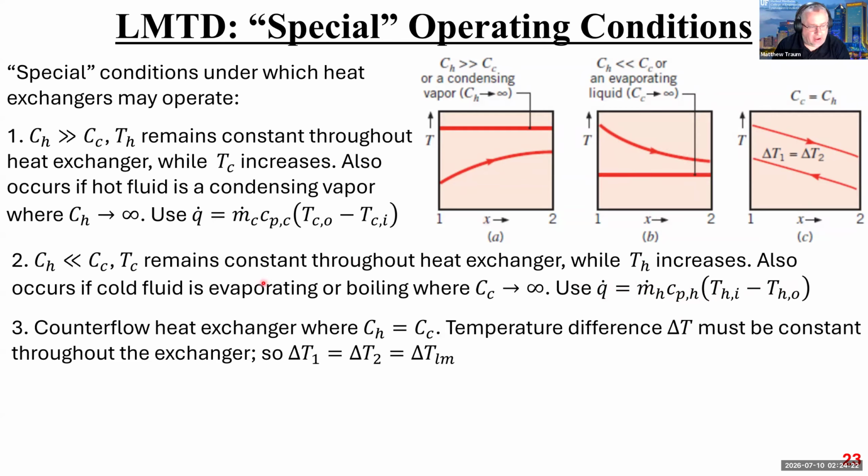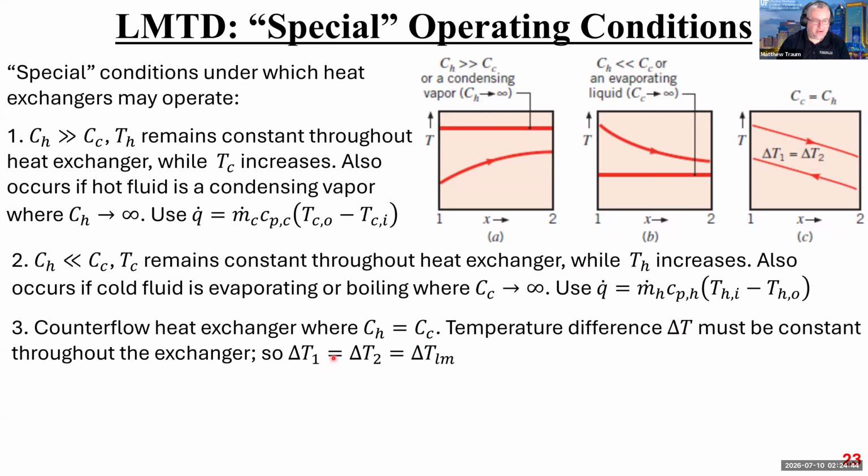Okay, the third situation is if you have a counterflow heat exchanger where the two C values, thermal masses, are matched. So CH is equal to CC. In that case, the temperature difference is constant all the way through. So delta T1 is equal to delta T2.